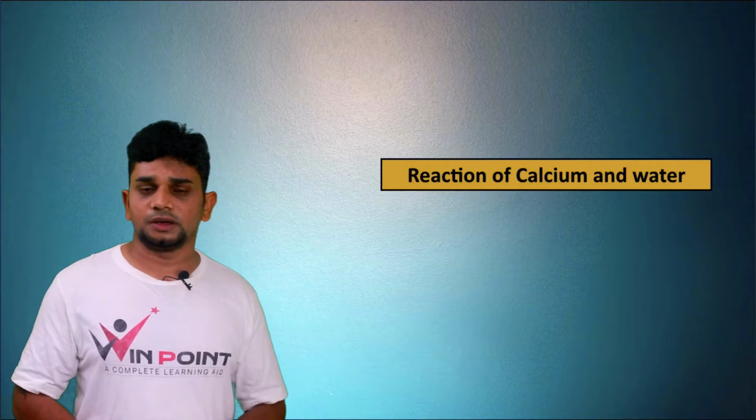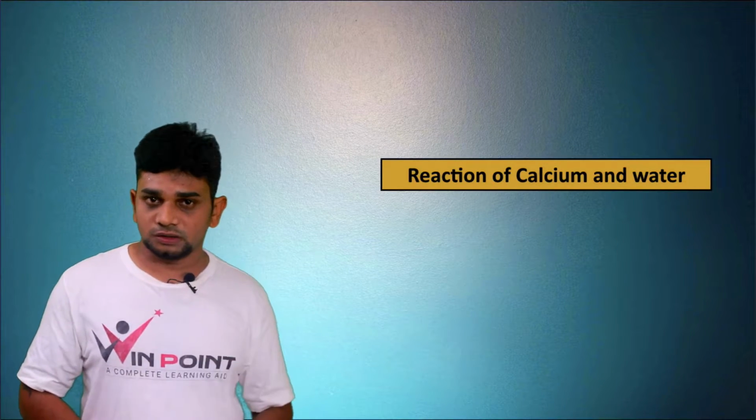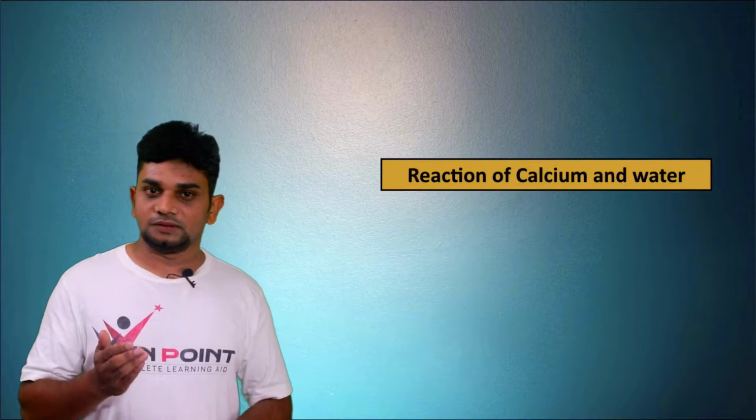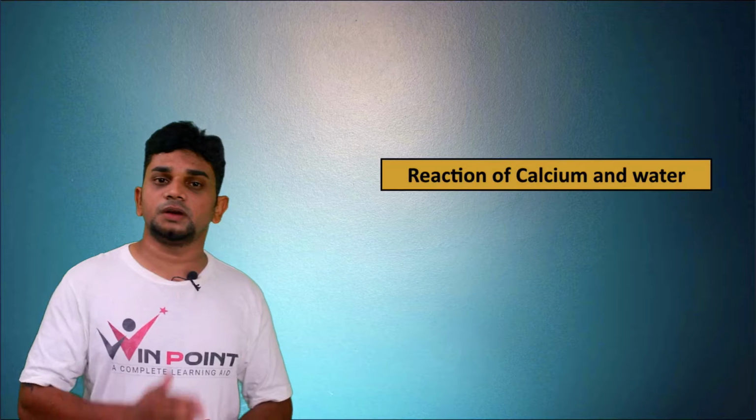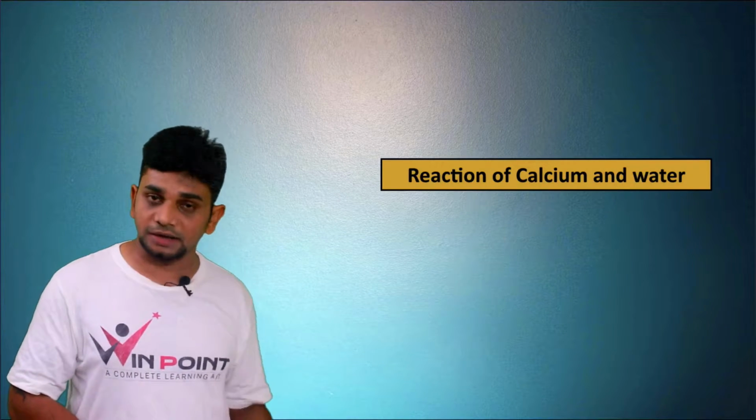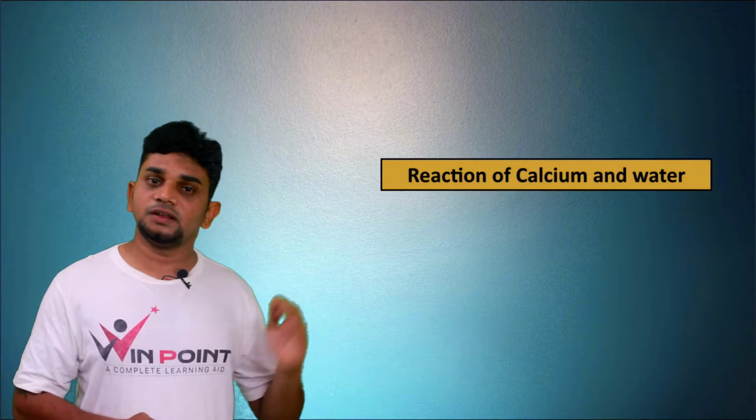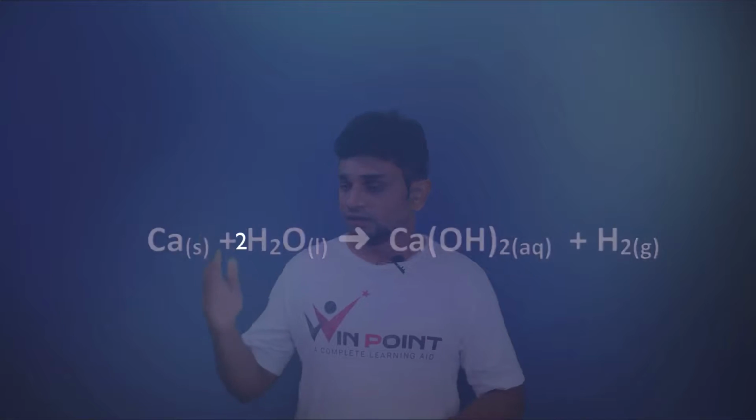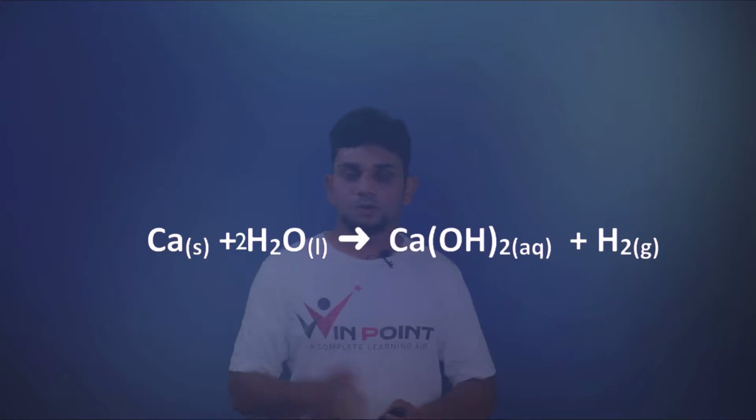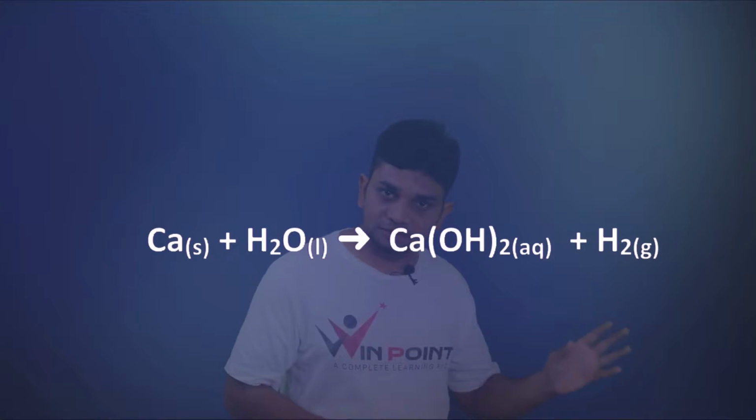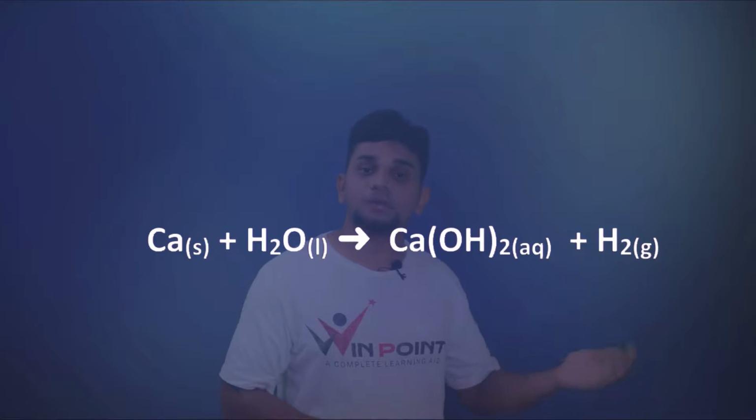It is a very important topic. If we are adding calcium to water, what are we going to get? We are going to get calcium hydroxide. If there is a reaction between calcium and water, we are going to get calcium hydroxide and hydrogen. But this reaction is not exothermic. Because of that, this hydrogen is not going to catch fire. Ca plus 2H2O gives Ca(OH)2 plus H2. Here we are getting hydrogen, but it is not an exothermic reaction.